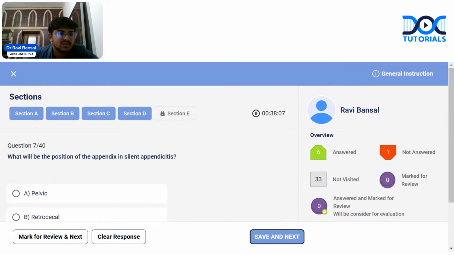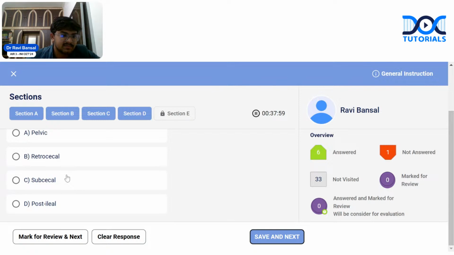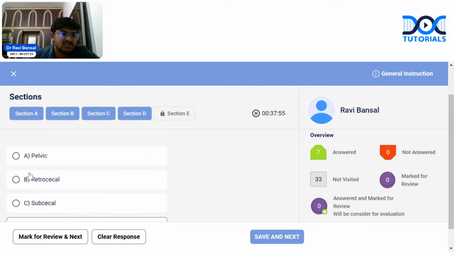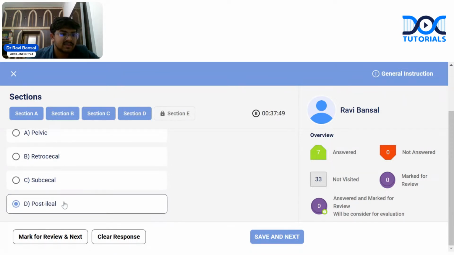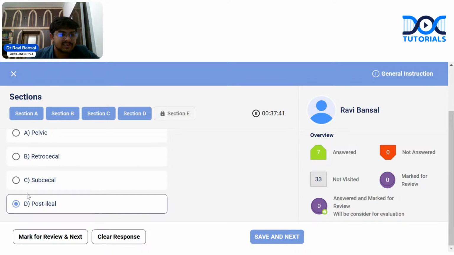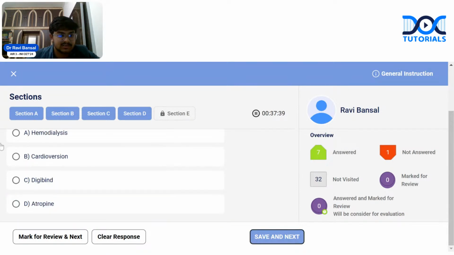What is the position of the appendix in silent appendicitis? Basically an anatomy and surgery question. I think in post-ileal we see minimal symptoms. Post-ileal, there are minimal symptoms of appendicitis. Retrocecal is most common. Pelvic, there are some pelvic symptoms. Subcecal, there will be symptoms of appendicitis. Post-ileal, rarely there are symptoms, just pain around the umbilicus. Silent appendicitis, I think post-ileal is called that.